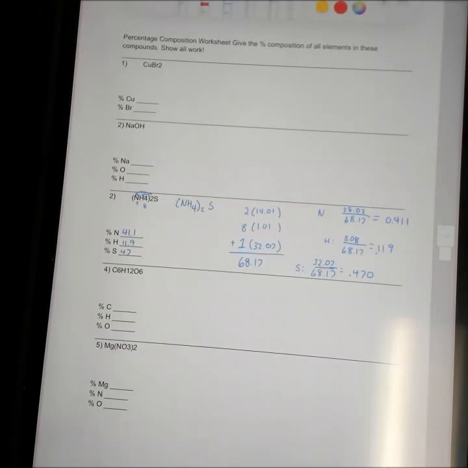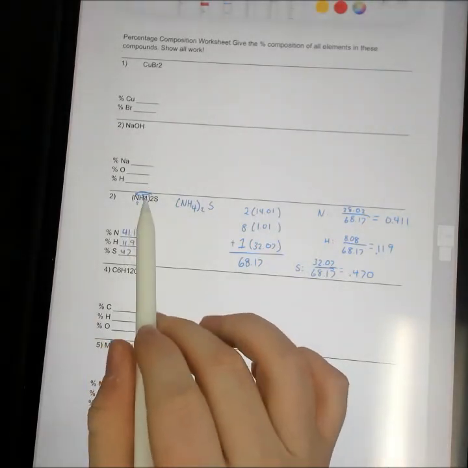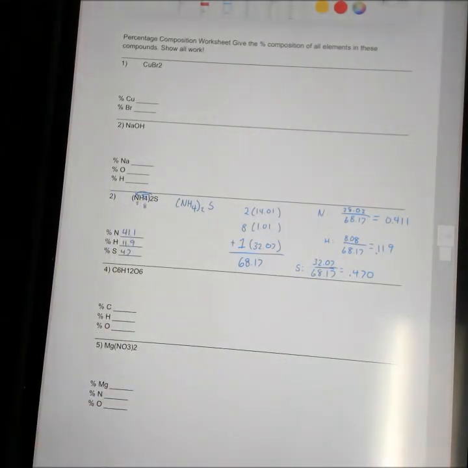Alright, so you have 4 more of these problems to do. The really confusing part is when you have that parentheses, make sure you're going all the way through. Make sure you give both elements, or however many elements you have, that number.